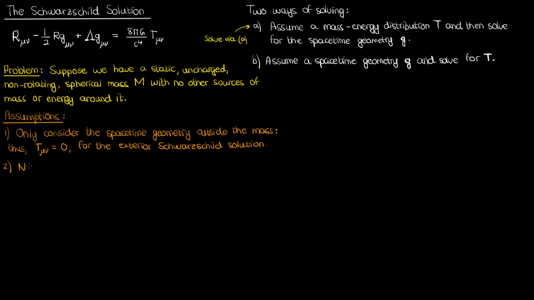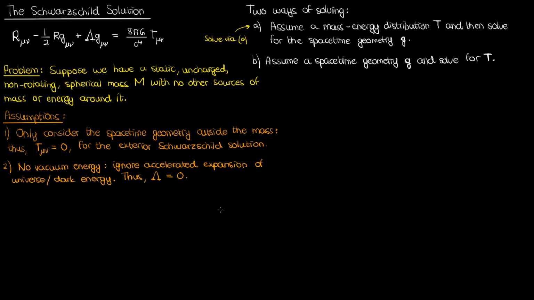The second assumption we'll make is that there's no vacuum energy. What do I mean by this? Well, it means that for this particular situation, for Schwarzschild geometry, we ignore the accelerated expansion of the universe and set our cosmological constant to 0. The cosmological constant is the quantity in the Einstein field equations that describes vacuum energy, and it's also closely related to dark energy, so we're just going to set that to 0 here.